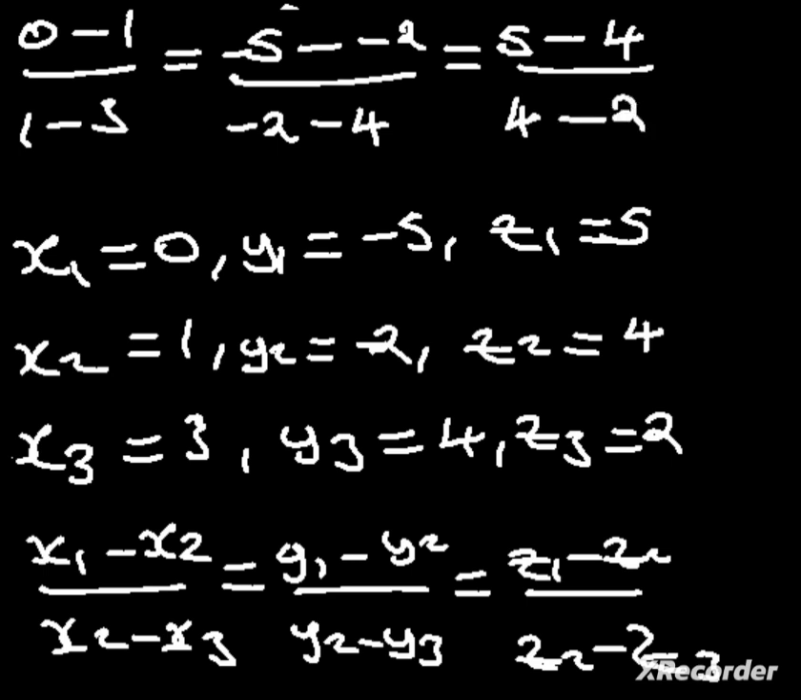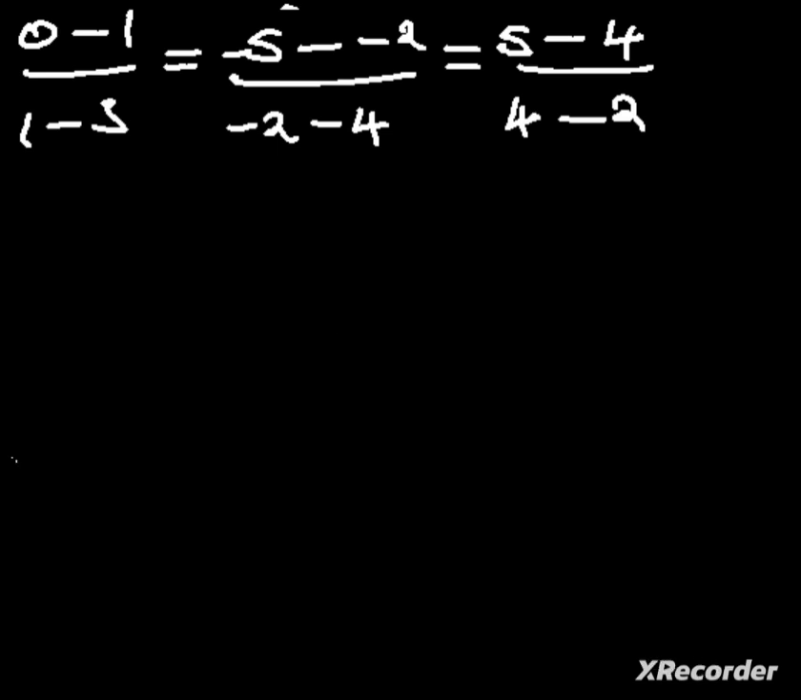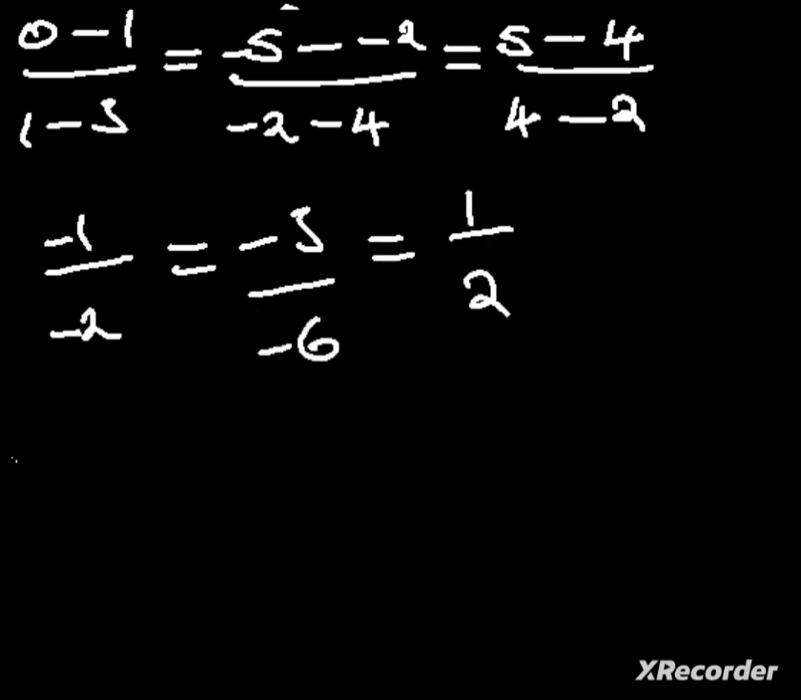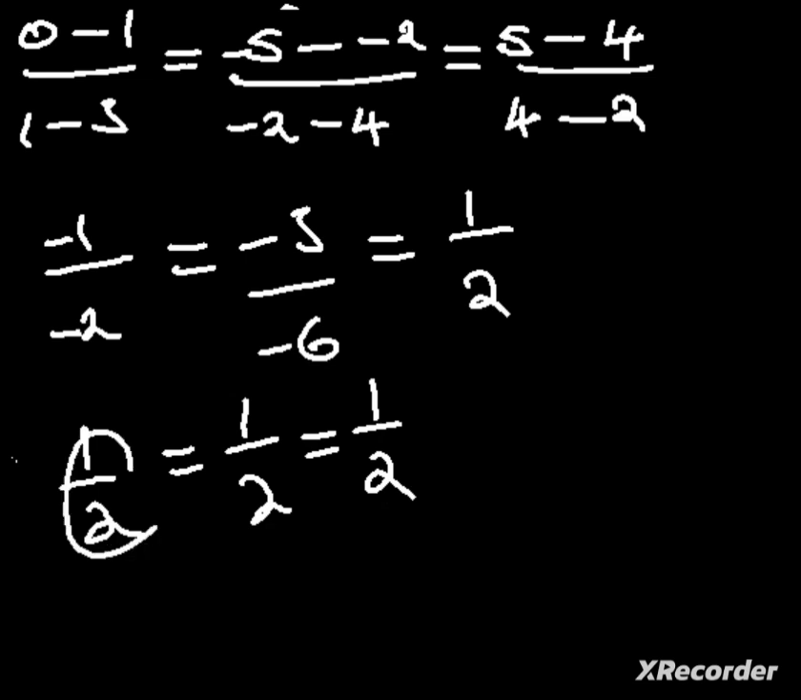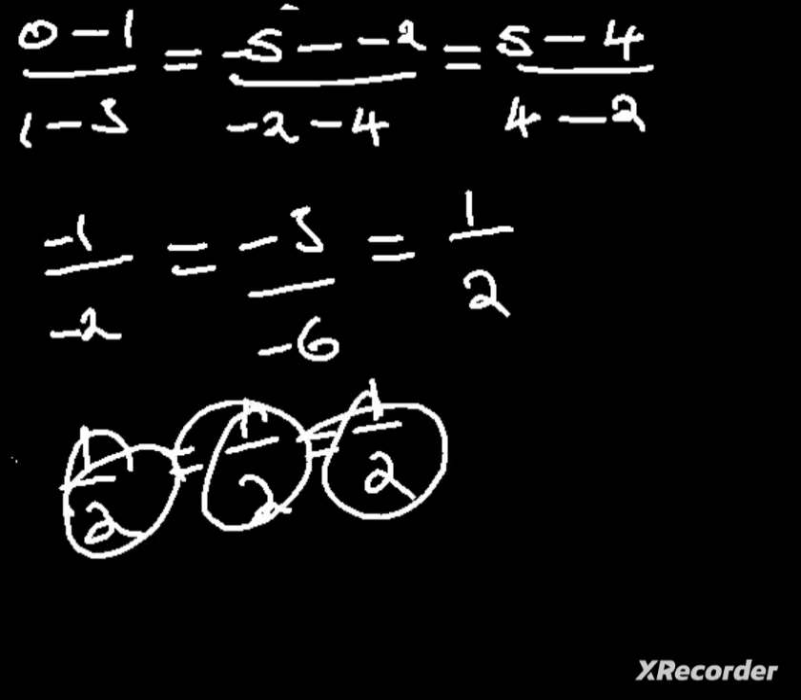So now as you can see, we have -1 over -2, which is equal to -3 over -6, which is equal to 1 over 2, and upon further simplification we have 1 over 2, equal to 1 over 2, equal to 1 over 2. Hence the points are said to be collinear. As you can see, the condition has been satisfied. So that's the principle behind it. Thank you.